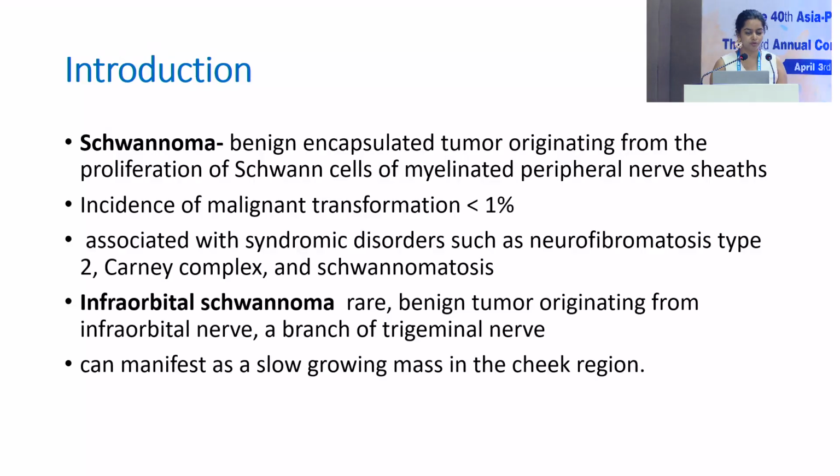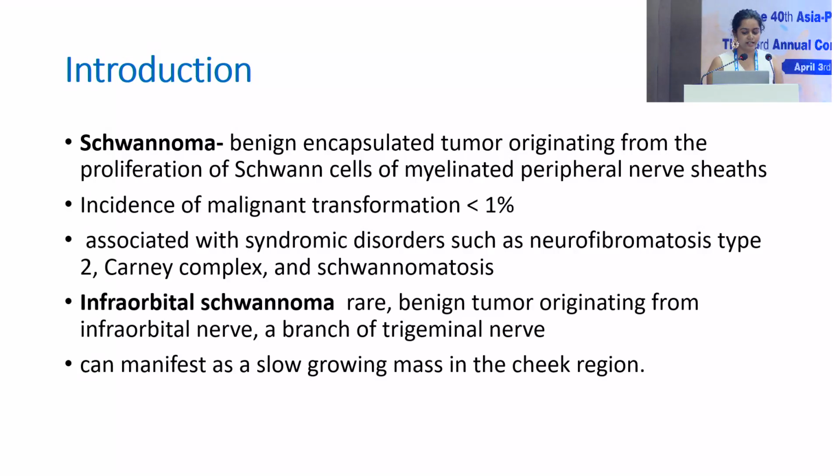So introduction about schwannoma is that it's a benign encapsulated tumor originating from the proliferation of Schwann cells of myelinated peripheral nerve sheaths. Incidence of malignant transformation of this tumor is less than 1%, and it is associated with syndromic disorders such as neurofibromatosis type 2, Carney complex, and schwannomatosis.